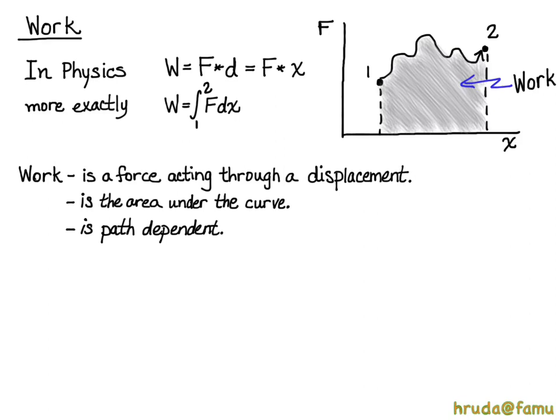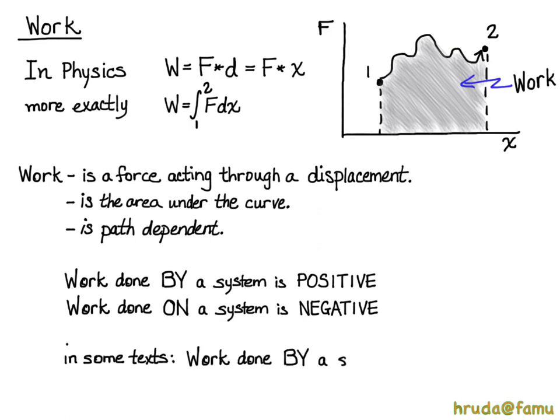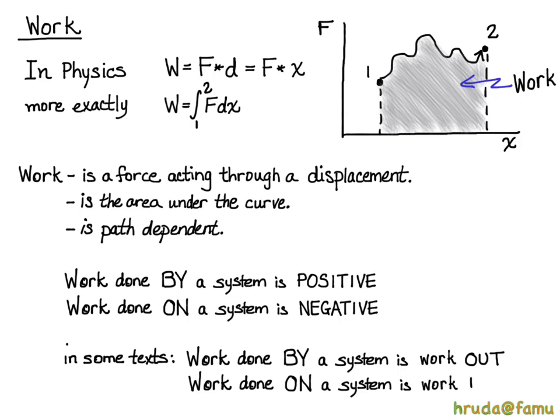Now, one important thing to note about work is the sign convention. We say that work done by a system is positive, and work done on a system is negative. It's important that you be aware of this because back around the late 1970s, they changed the sign convention. But we're going with work done by a system is positive, so when a system expands, you get positive work. Work done on a system is negative, so when a system is compressed, you'll get negative work. Now, in some textbooks, they will say that work done by a system is work out, and work done on a system is work in, but we're going to go with by and on.